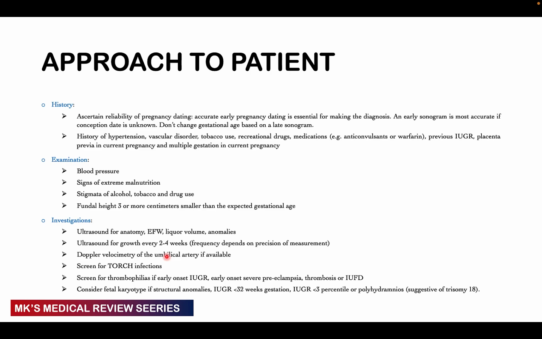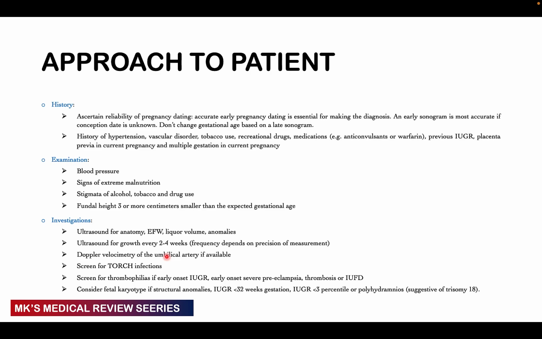Now, what's our approach to the patient? We generally want to get a history. So we want to ascertain the reliability of pregnancy dating. So remember, accurate early pregnancy dating is essential to make this diagnosis of IUGR. You can't make this diagnosis if the woman is not so sure of her dates. She hasn't done an early scan.